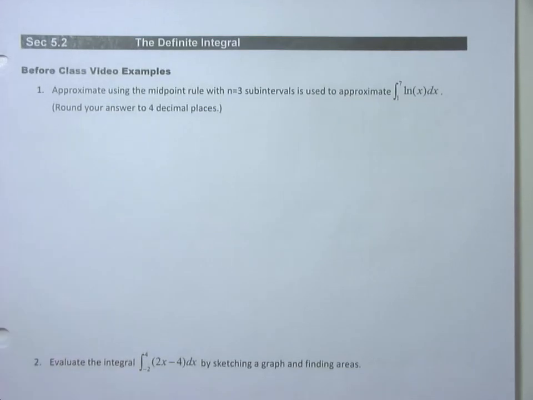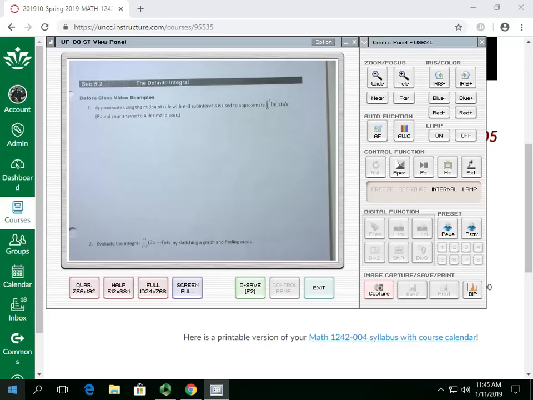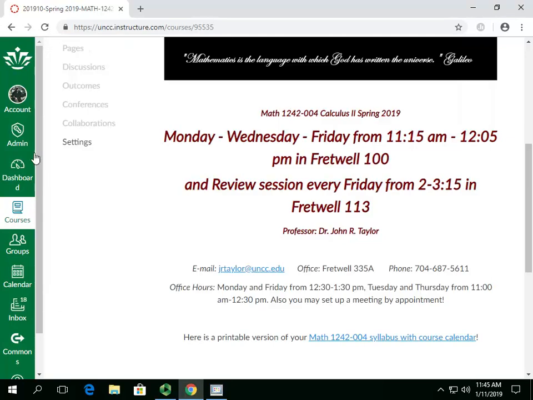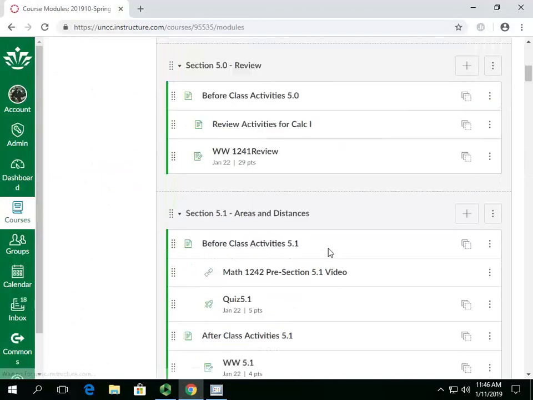All right, moving on. Section 5.2. Now, you guys went through Calculus 1. Most of you went with me, but some of you went with some other professor, but it was pretty much all the same format, and that was this. You were supposed to, before you come to class, make sure to come over here to Modules, and well, we're up to Section 5.2. Modules.